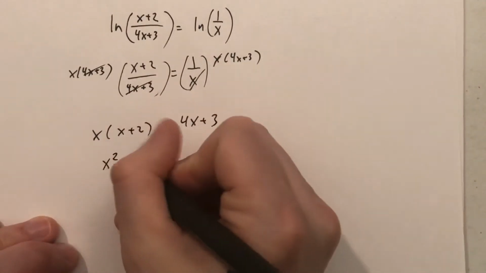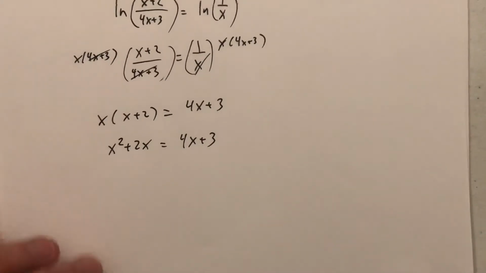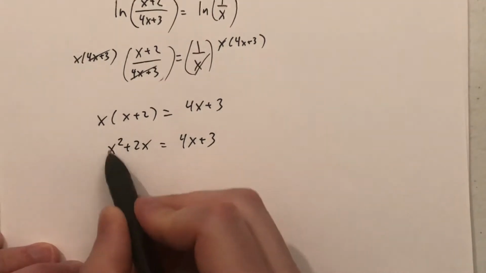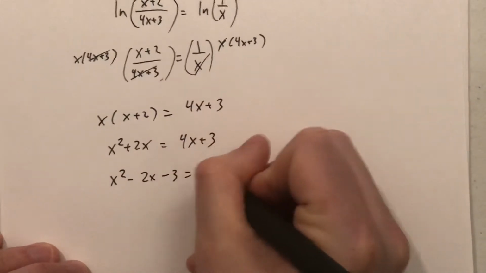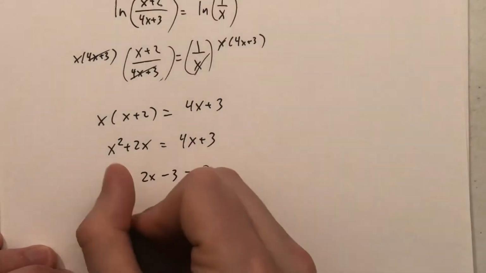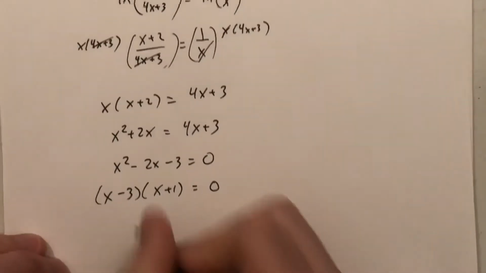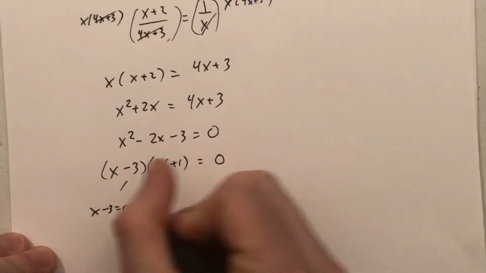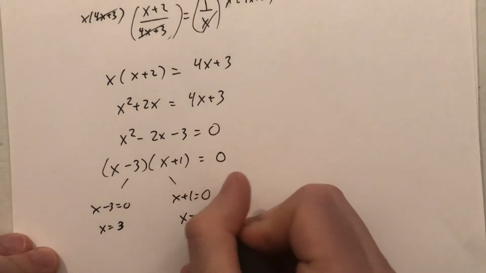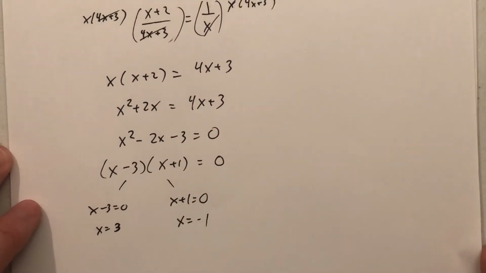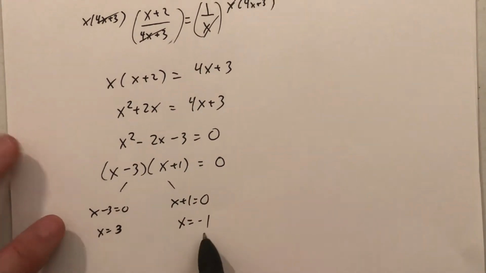Do a little distributing, x squared plus 2x. And you'll notice again, we have an equation that's not linear, right, x squared. So let's bring everything over to one side, subtract over the 4x and subtract over the 3, and then factor. That'll break down to x minus 3 and x plus 1. And so those will give me my solutions, or my proposed solutions, of positive 3 and negative 1. Okay? So positive 3 and negative 1 for my two possible answers.